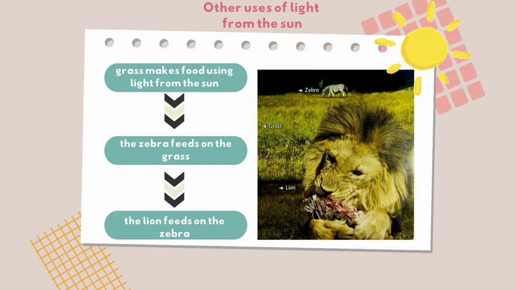Let us look at an example of how animals depend on the sun for food. First, grass makes food using light from the sun. And then, the zebra feeds on the grass. After that, the lion feeds on the zebra.